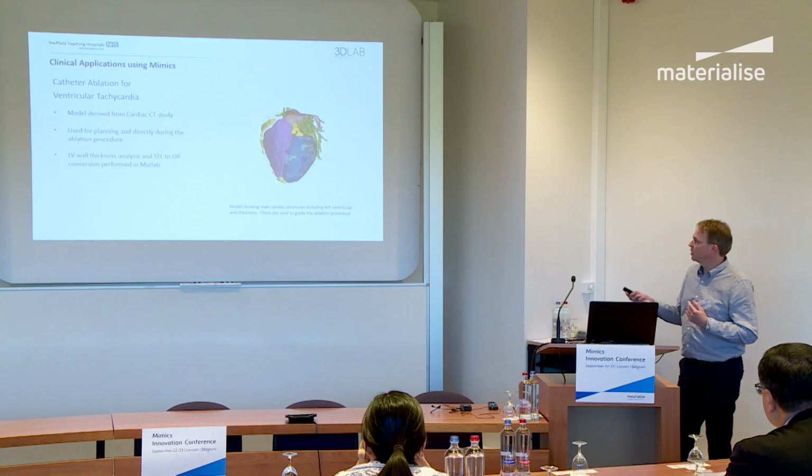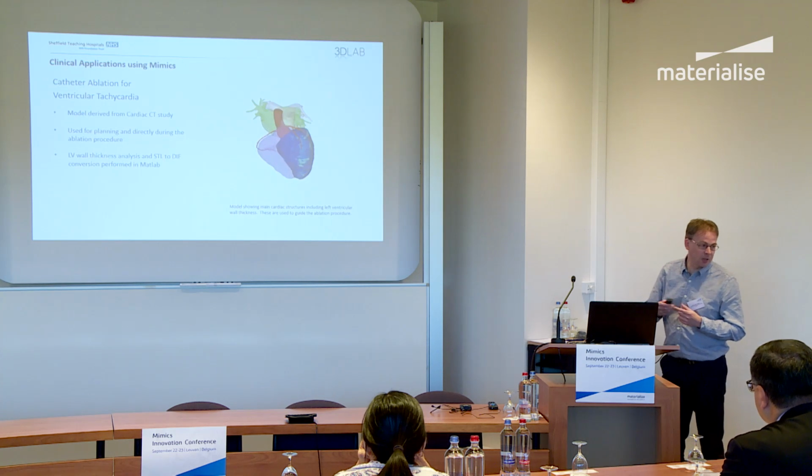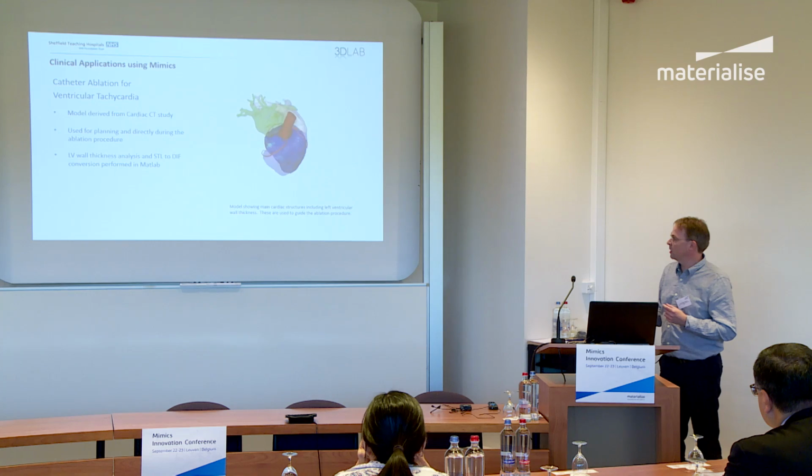But in order to do that procedure, it's useful for the cardiologist to know the anatomy, and also bits of the anatomy which aren't usually given from a simple segmentation, such as the wall thickness and the thickness of the epicardial fat and other structures. So from the segmentation from Mimics, we can produce a model such as this, which is showing the epicardial fat in yellow, and we've got a colour-coded map of the wall thickness of the left ventricle.